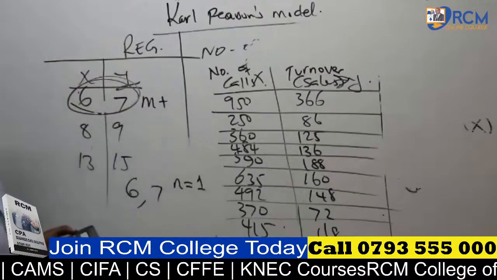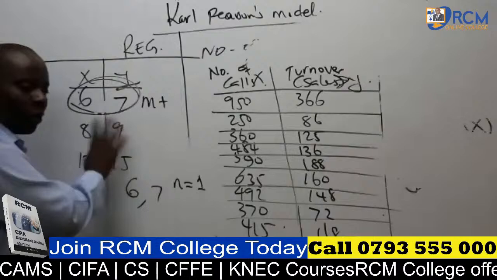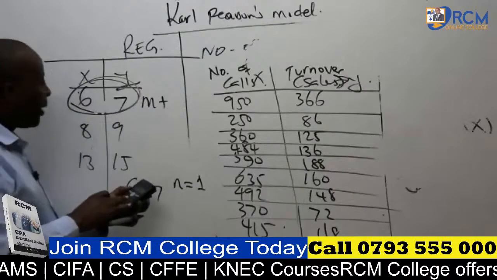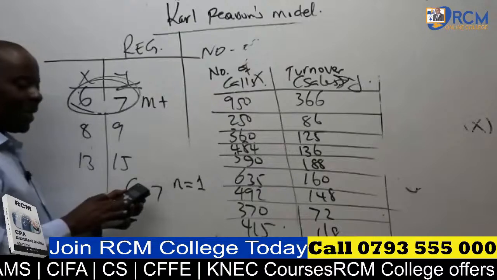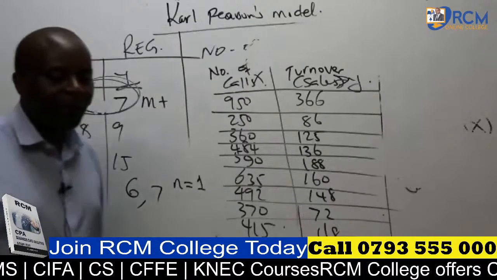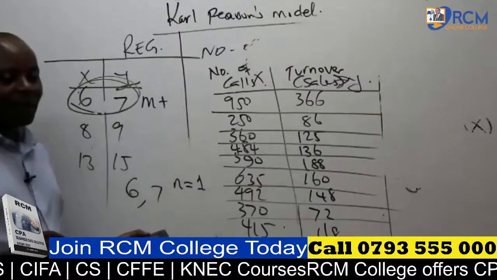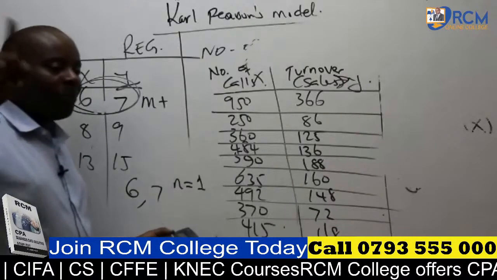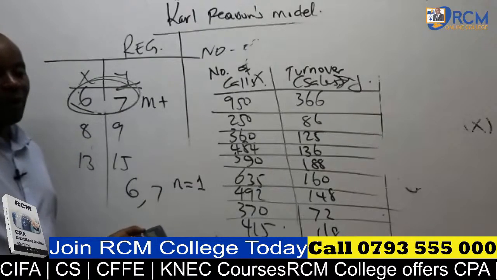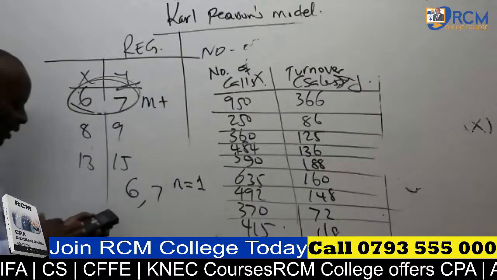Ladies and gentlemen, that straight away calls you to enter the second. So you will say 8,9, then you say M plus. Is there somebody who has been told that this time round N equals 2? Thank you very much, Maureen. So we get the last one, which is 13,15.